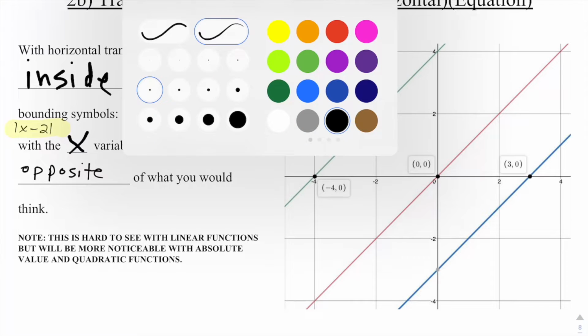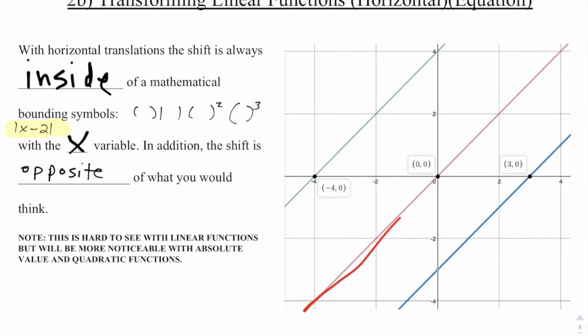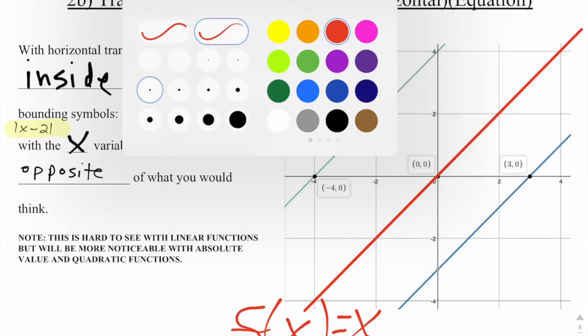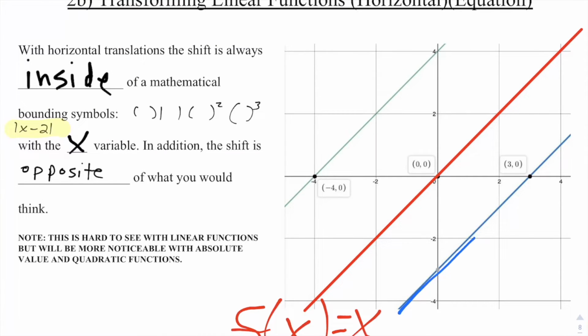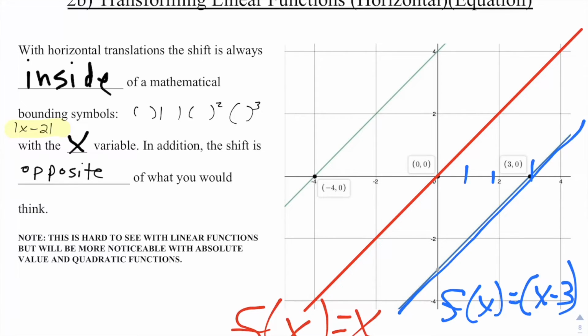So let's take a look at these lines over here. Well, here's our parent function again that goes through the origin, and its equation is f of x equals x. And then if we look at this blue shift here, we notice that it shifts 1, 2, 3 units to the right. So if we wanted to write this as a horizontal translation, we would write f of x equals, open parentheses, x minus 3, because it's opposite of what we think.